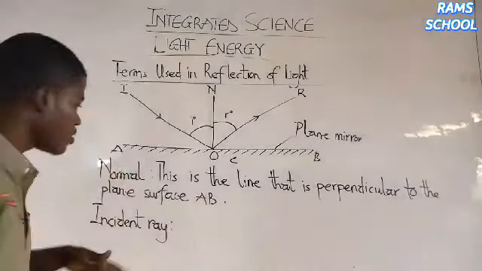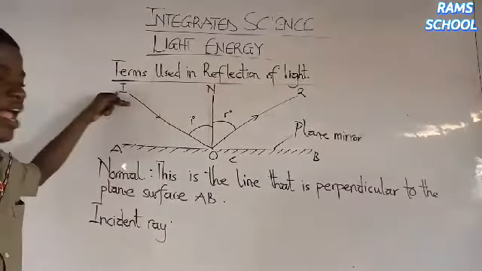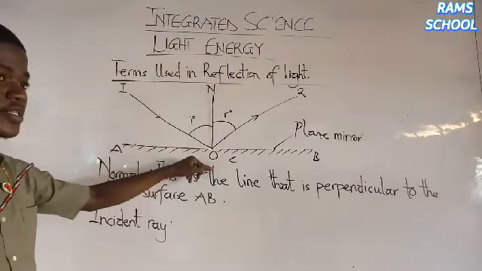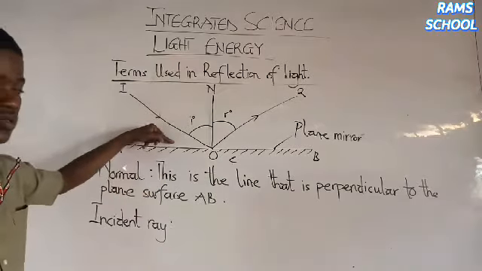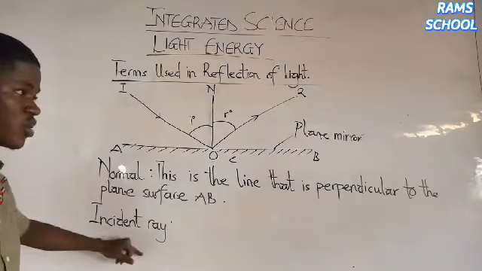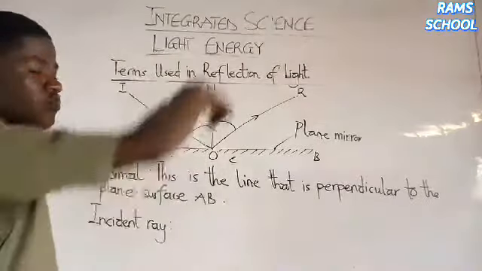So when you talk about the incident ray, it is the ray which is directed towards the plane mirror or the plane surface. So that's the incident ray. It is going straight to the plane mirror. After that, it will what? Reflect.